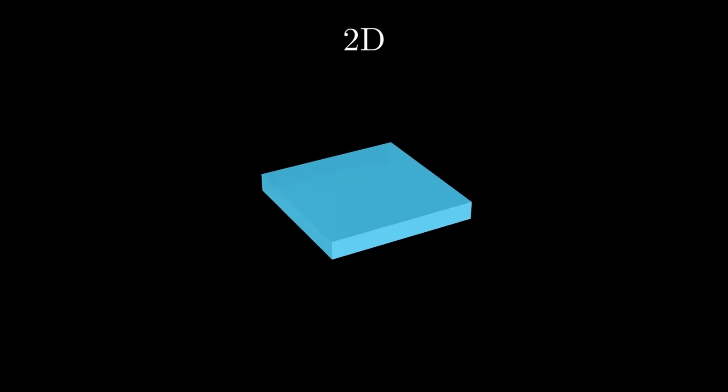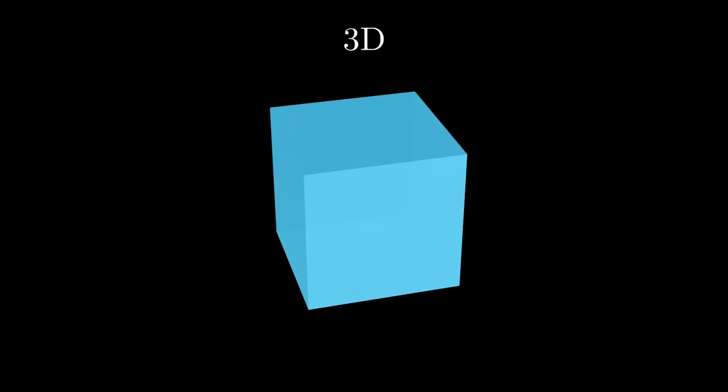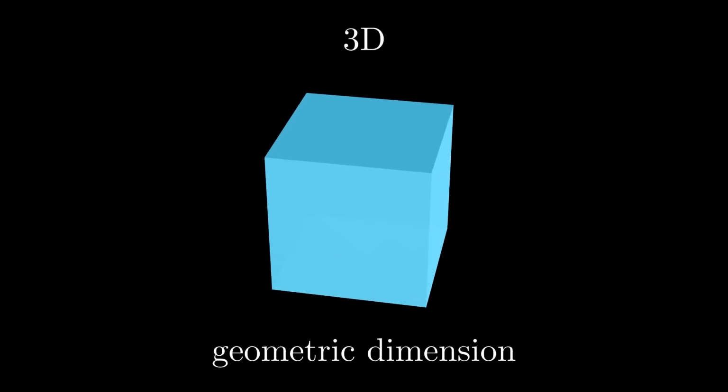Well, we could start with a point, that's zero-dimensional, and we could stretch it into a line, making it 1D, or stretch it in a different direction to give us a square, that's 2D. One more time would give us a cube, 3D. These are examples of objects to which we may assign a geometric dimension.